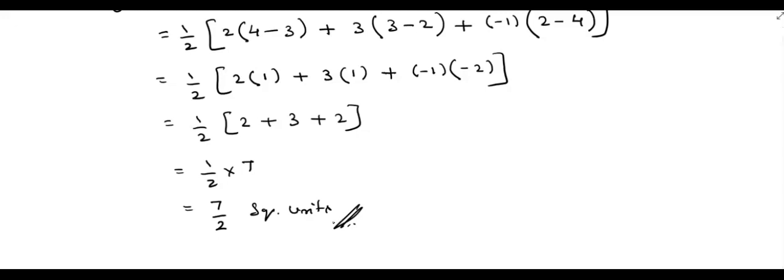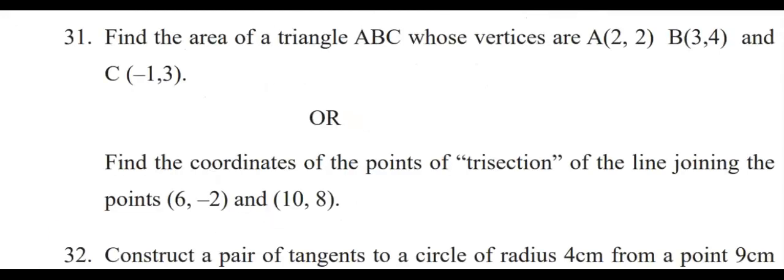Any doubts? Good. As we can see here, there is a choice question: find the coordinates of the points of trisection of the line joining the points (6, -2) and (10, 8). So this problem is related to trisection. Let me solve this problem.